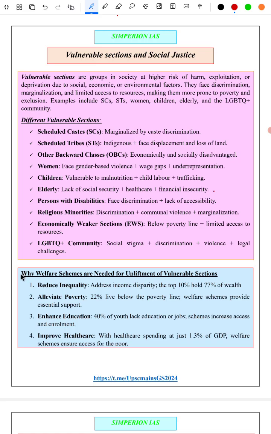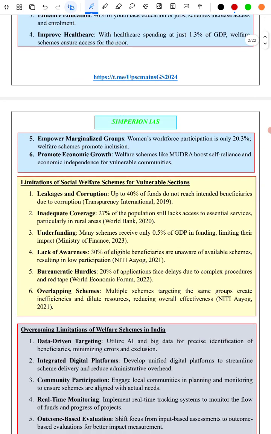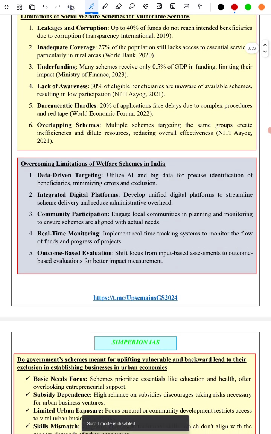Why are welfare schemes needed for upliftment of vulnerable sections? What is the need of schemes for the upliftment of vulnerable sections? There is poverty, lack of education, the need to improve healthcare, etc. Next, limitations of social welfare schemes for the vulnerable sections. What are the limitations with respect to these social sector schemes that are made for the upliftment of vulnerable sections? Next, how can we overcome the limitations of the welfare schemes for the vulnerable sections?